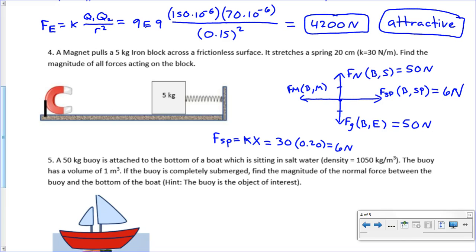And then these two forces are equal to each other because it's balanced. So that means the magnetic force is also equal to 6 newtons. So I've constructed an FBD there. It has all the forces.